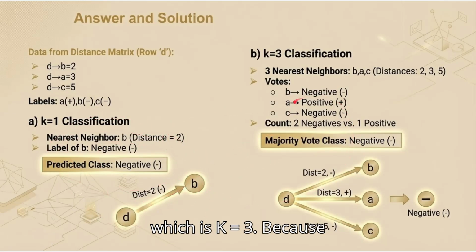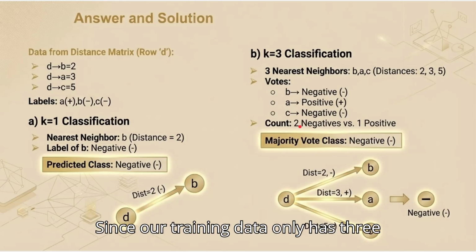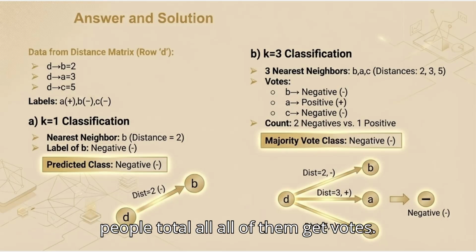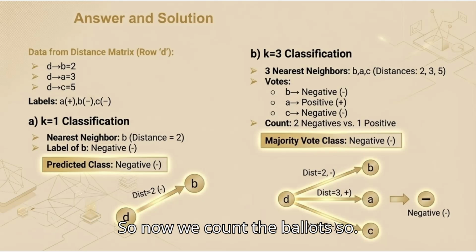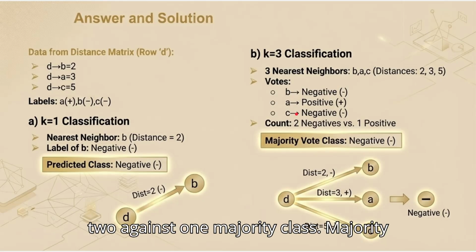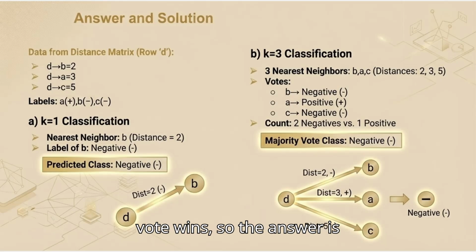Now, for part B, which is k equals 3, we look for the three closest, and since our training data only has 3 people total, all of them get a vote. So now we count the ballots. B says negative, C says negative, and A says positive. It's 2 against 1. So since it's 2 against 1, majority vote wins. So the answer is negative.